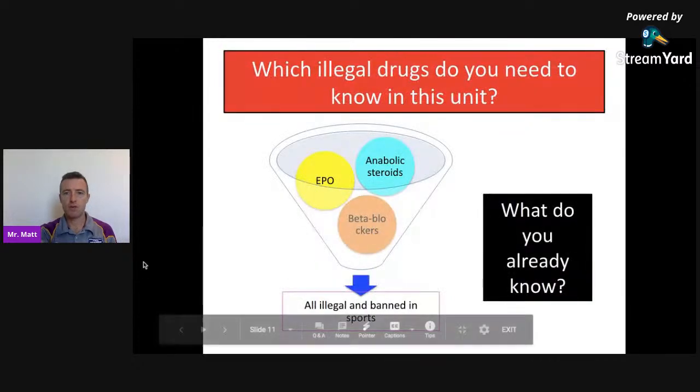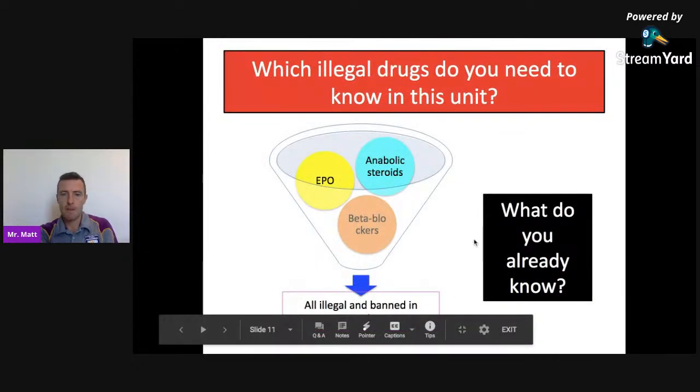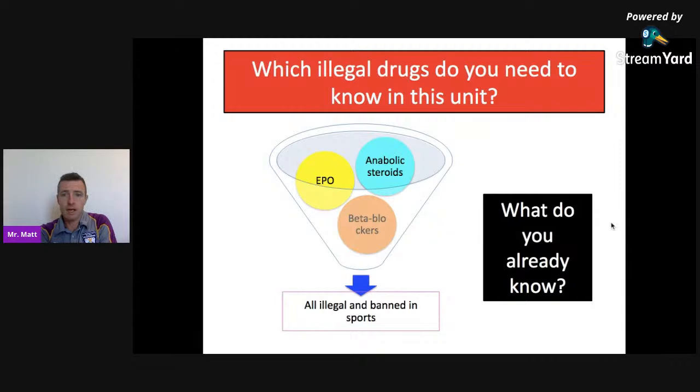Okay, so here are the 3 drugs that you will need to know. And again, this is a little task for you. So we've got our 3 drugs there: anabolic steroids, EPO, and beta blockers. Go and write down what you know about these 3 drugs. Ideally, you can add them to your mind map, which you should have already done. So I'll give you a little 30 seconds, and again, you can pause this video if you're not quite ready for when I come back.